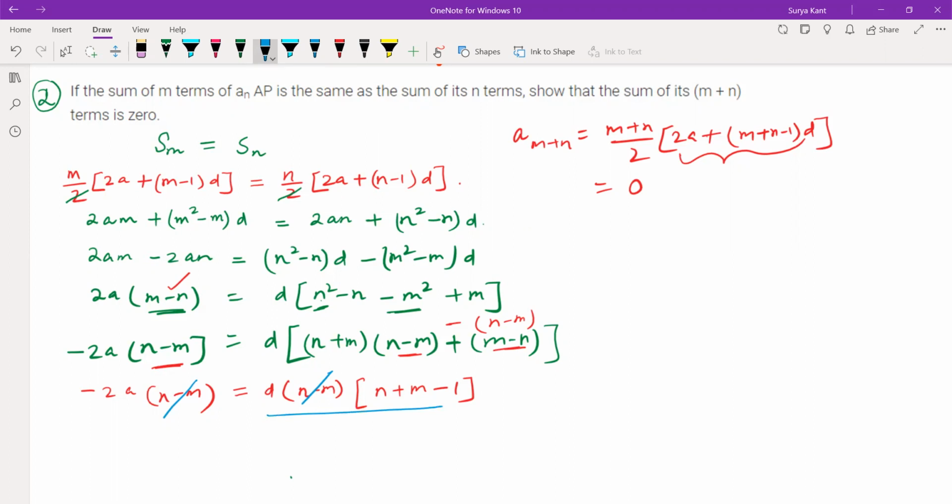You bring everything on this side now, the left hand side. So we can write here is equal to 2a plus n plus m minus 1 into d. This is equal to 0 is coming, right? If you bring this 2a to the other side, what will come? Plus 2a plus n plus m minus 1 into d is equal to 0. Now what we can write here? M plus n by 2, and this whole part what are we getting? This whole part we are getting as 0. So the answer will be 0.